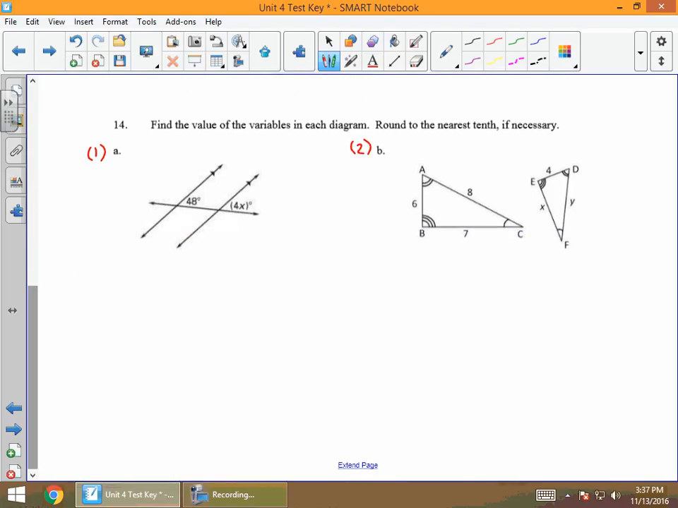And finishing up, a couple of review problems. These are both dealing with, well, the first one's dealing with two parallel lines cut by a transversal. So if I look at the 48 and the 4x, these two angles are what we call corresponding. And corresponding angles, as you should know, are congruent. So that means 48 should equal 4x. Divide both sides by 4, and 12 should be your x value.